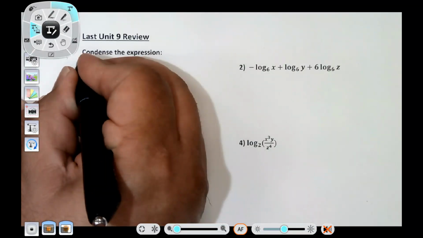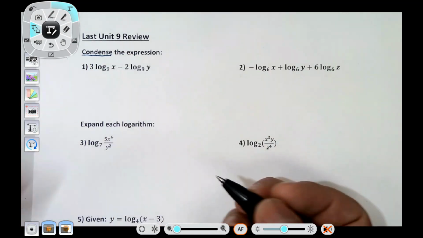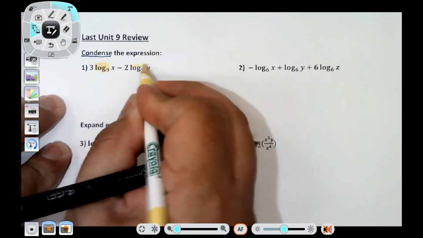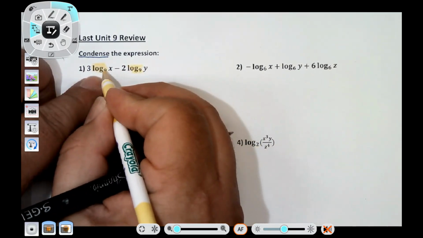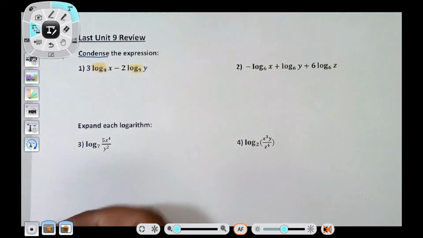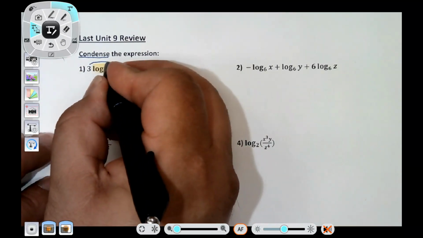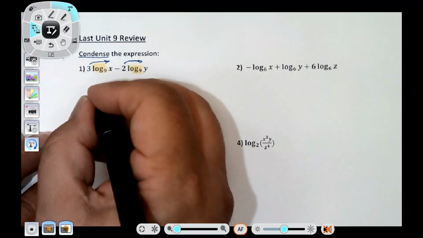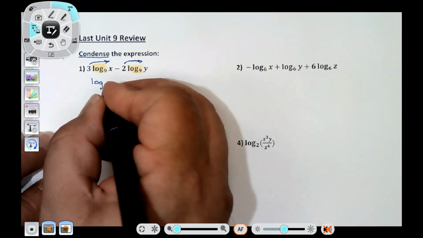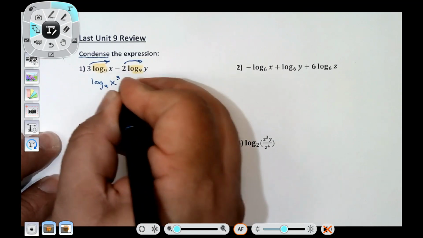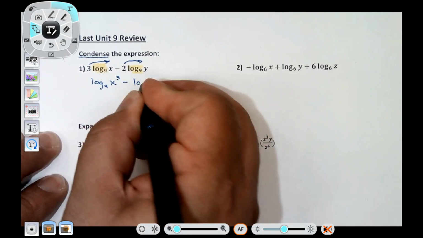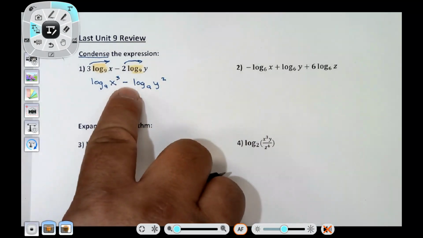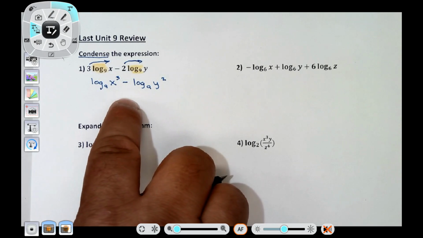Whenever they want you to condense, it means turn it into one log. Well, I can't yet. See, when I see the word log, there's numbers in front of them, and that doesn't allow me to bring these two logs together yet. I basically need to take that 3 and send it back up to a power, take that 2, send it back up to a power. So now it says log base 9 of x to the power of 3 minus log base 9 of y to the power of 2. Again, the minus sign means division is coming later.